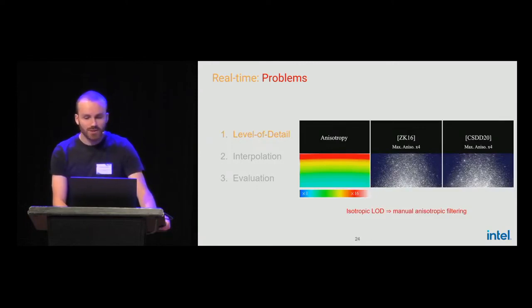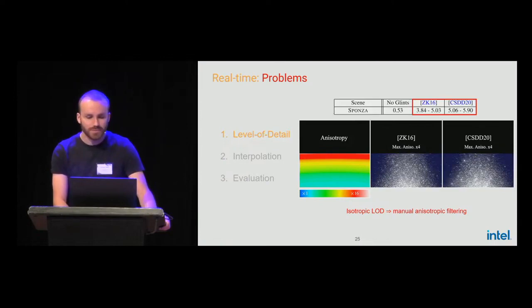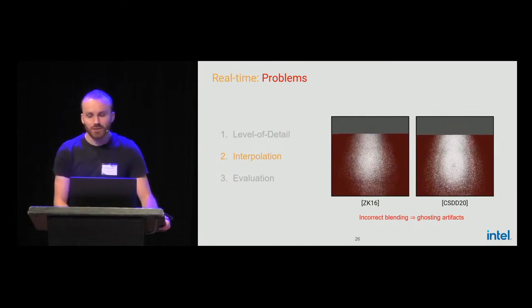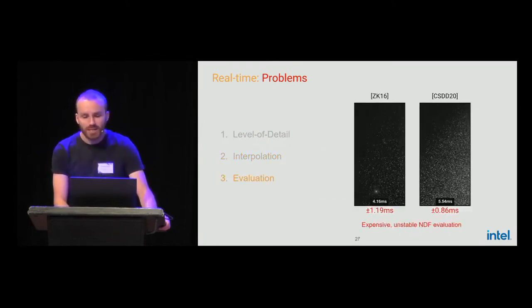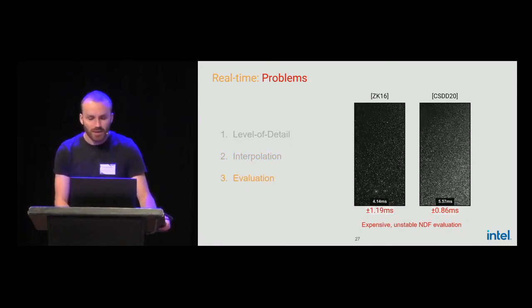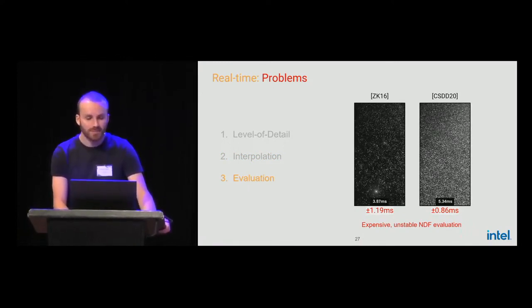First, their level of detail structure can only adapt itself to the isotropic size of the pixel footprint. And for anisotropic footprints, the only solution is to manually evaluate many more samples on the grid. And that's very expensive in real rendering scenarios, where anisotropy is variable and everywhere. Secondly, we quickly observe blending artifacts visible between the levels of detail because of an incorrect choice of blending method. And lastly, we can see that the individual evaluation of their Glinty NDF is both expensive and unstable. We can observe rendering times that are highly variable when only changing the glint density.